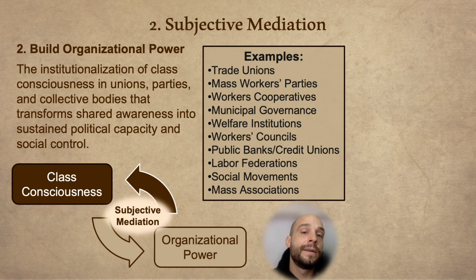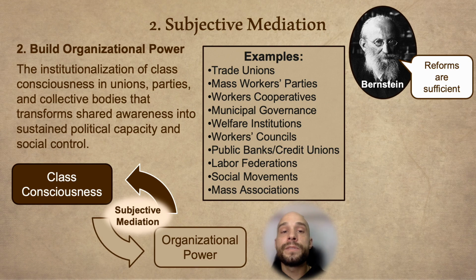This is where Avineri distinguishes himself from both Bernstein, the gradualist, and Lenin, the ruptural advocate. Edward Bernstein argues that institutions and reforms are sufficient in themselves by expanding democracy, welfare, and legal protections. Capitalism can gradually evolve into socialism without a fundamental rupture. For Bernstein, reform becomes not a means, but an endpoint.